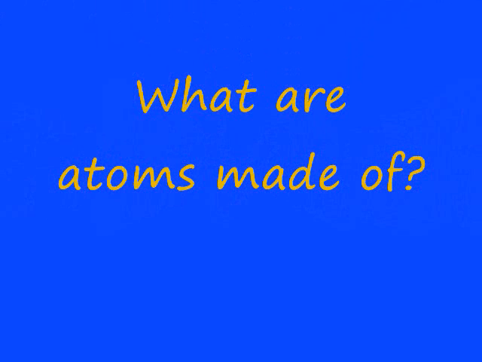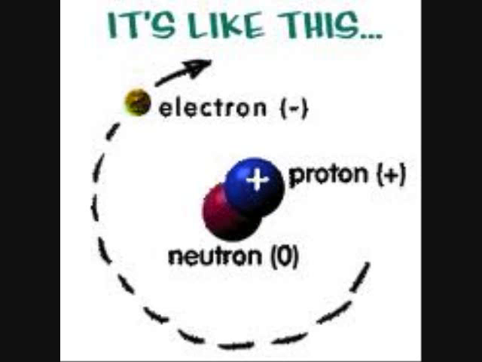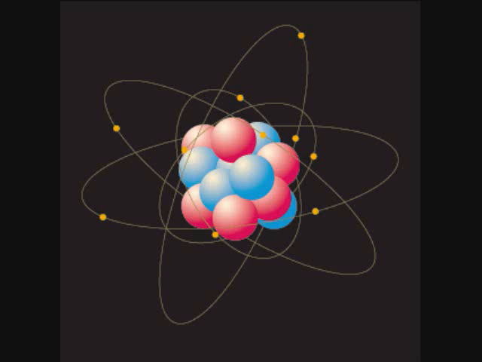Atoms are comprised of a nucleus of positively charged protons, neutrally charged neutrons, with negatively charged electrons of far less mass, moving about the nucleus in paths known as orbitals.